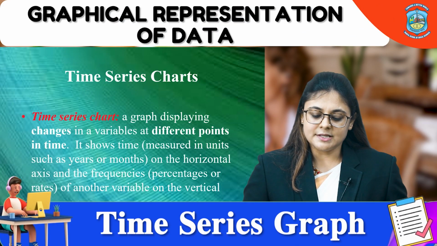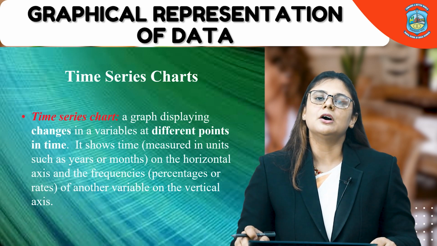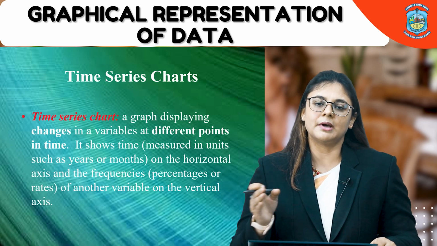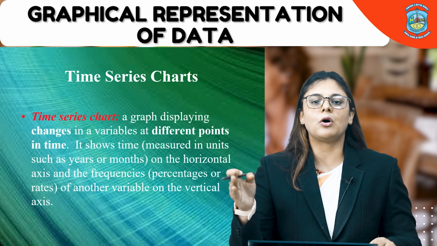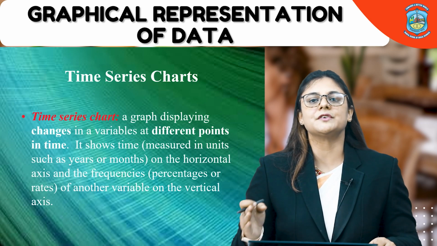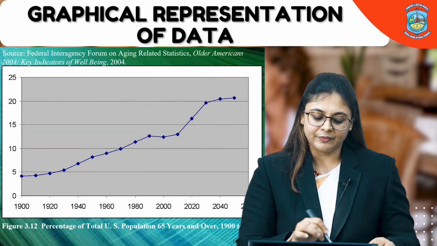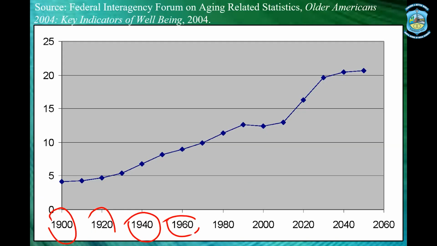Next is the time series chart, a graph displaying the changes in variables over a period of time. When you have certain periods of time on the x-axis and the behavior of the variable on the y-axis, and you plot it according to the time, the behavior of the variable gets plotted on that particular graph. This graph is known as a time series graph. Here you can see these are the years, and according to the years the plotting has been done. Just by looking at the time series graph, you can find out the behavior of that variable over a period of time.